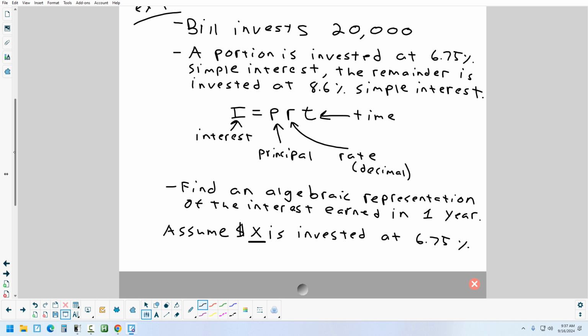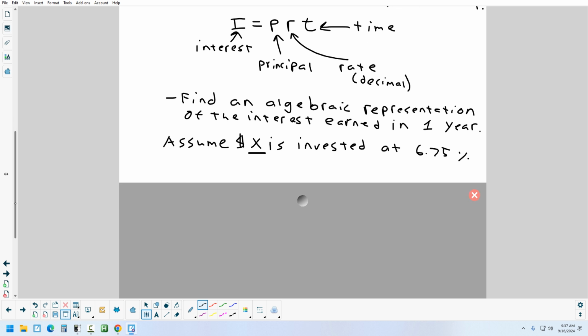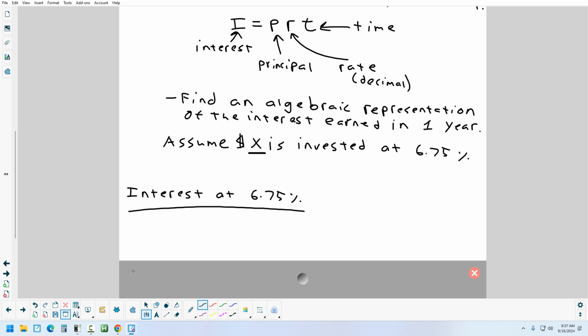So how many investments does Bill have in this problem? Yep, 2. He's going to be making money from each one of the investments. Okay, with this type of investment, you can't lose money. You can only make money. So for whatever reason, he's got to split it up. He's splitting it into 2 investments. So the first thing we need to do is find how much interest does he earn in that investment. Okay, so let's start with that.